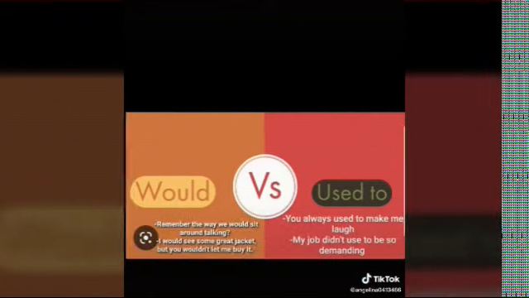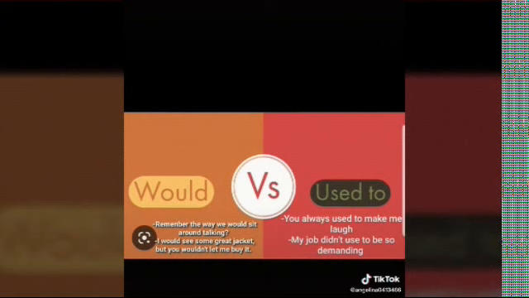Would versus used to. Example: Remember the way we would sit around the turkey. Used to: My heart didn't use to be so demanding.